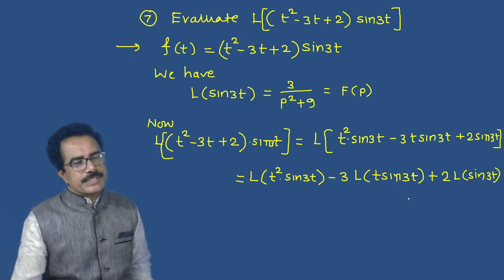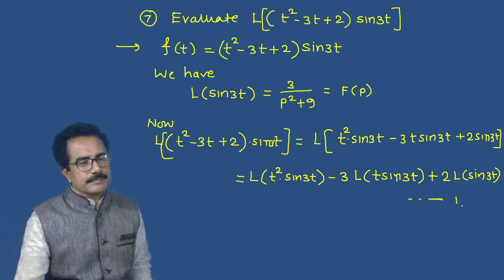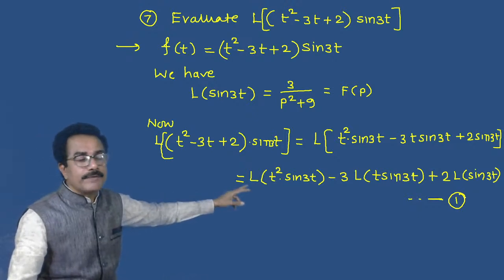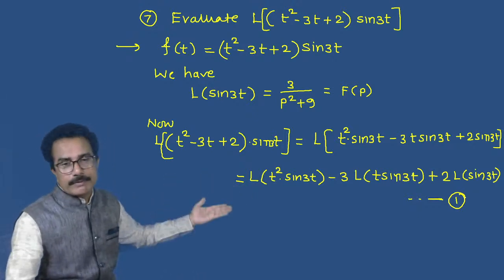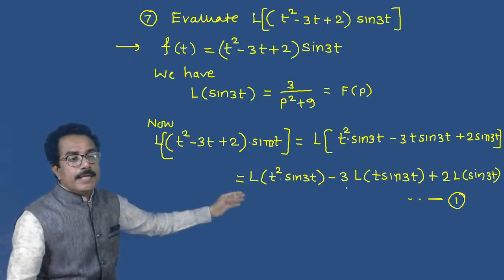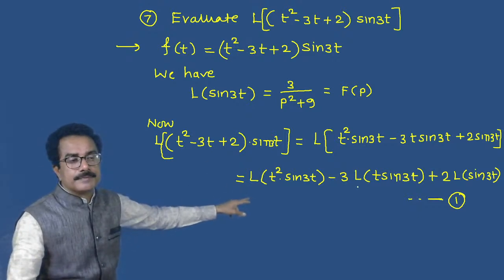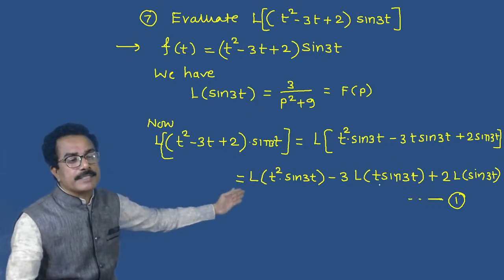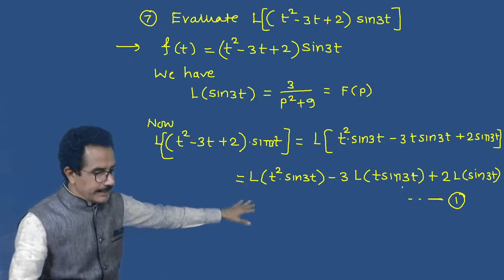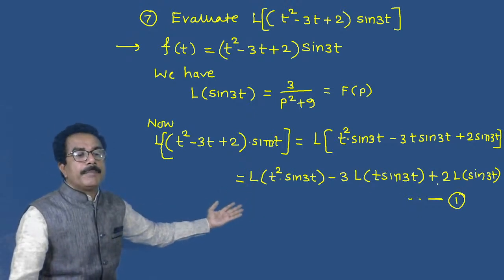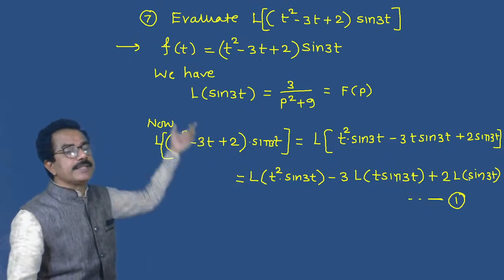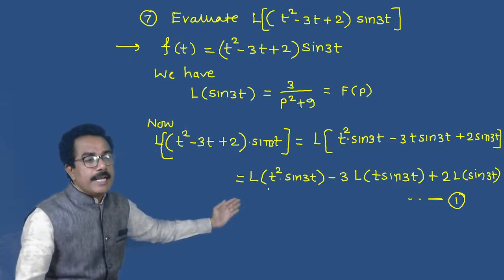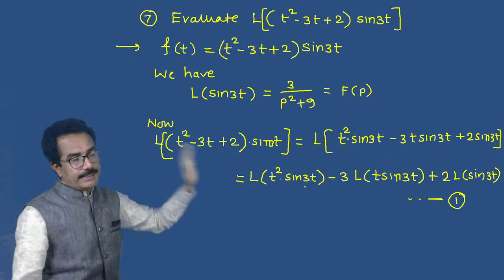Now suppose this is equation number 1. Actually, we have to calculate separately the Laplace transformation of t square sine 3t. Then the Laplace transformation of, keep the 3 as it is, separately we have to calculate the Laplace transformation of t into sine 3t, plus 2 into the Laplace transformation of sine 3t, which is already calculated. But here we have to calculate the two terms, the Laplace transformation of t square sine 3t.